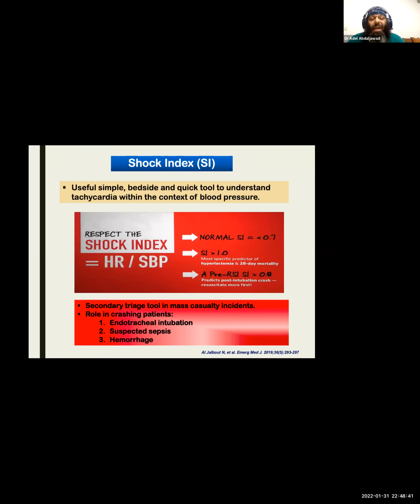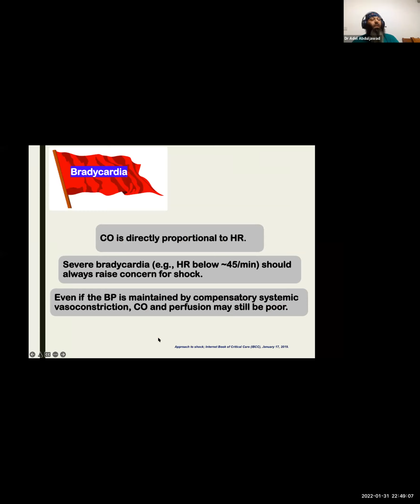It's a tool in the crashing patient, for post-intubation, especially when you use rapid sequence. Second, when you suspect a patient with sepsis, it has a specific role and predictor. They found now it has a role not only in general shock but also in hemorrhagic shock. So it has two specific predictors, for sepsis, or distributive shock, and for hemorrhagic shock. This is the shock index.